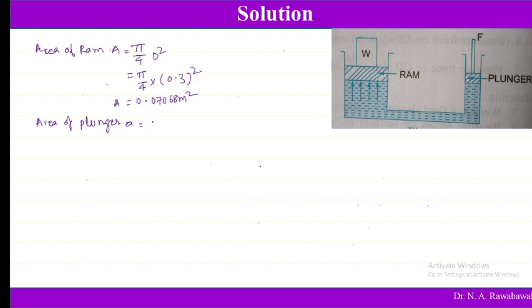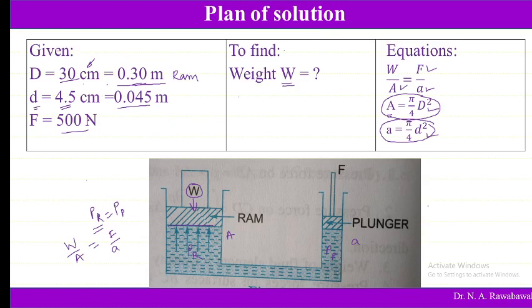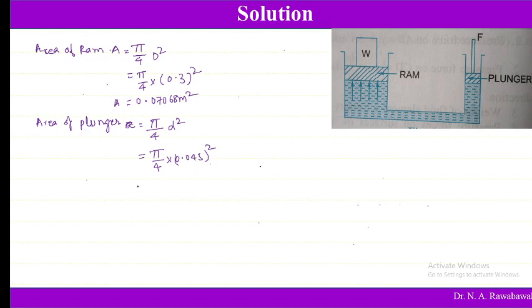is small a, which is equal to pi by 4 into small d square, pi by 4 into small d, the diameter, 0.045 square. So the diameter of the plunger is 4.5 centimeter, or that is 0.045 meter. If we simplify this, pi by 4 into 0.045 square gives us 0.00159 meter square. So we know the area.